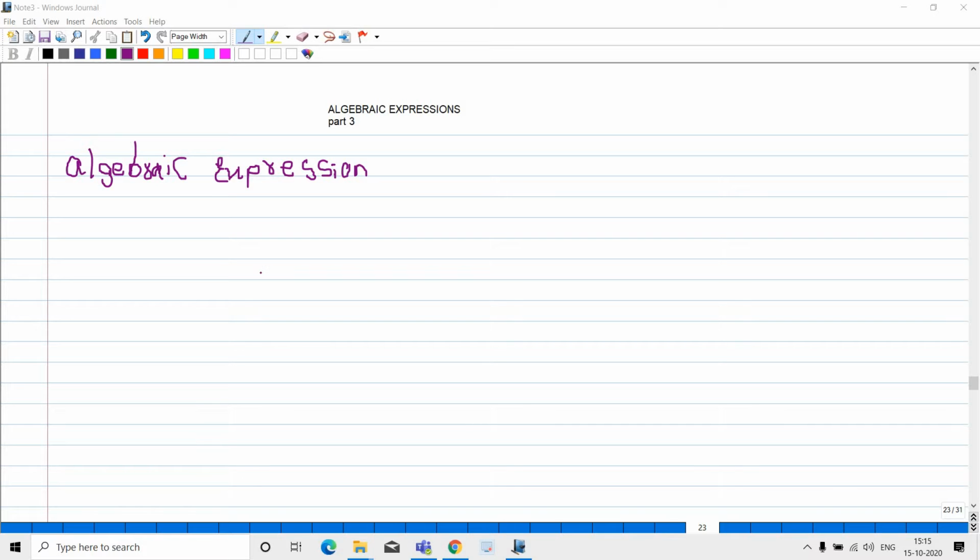First, algebraic expression, and it is part 3. Now we will see what is the definition of algebraic expression. A combination of constants and variables connected by operations plus, minus, into, and division is known as an algebraic expression.